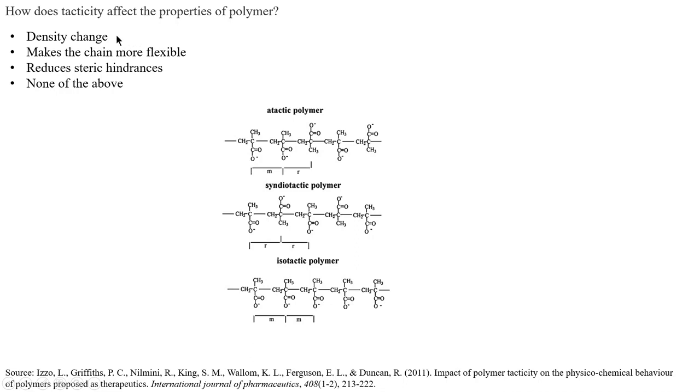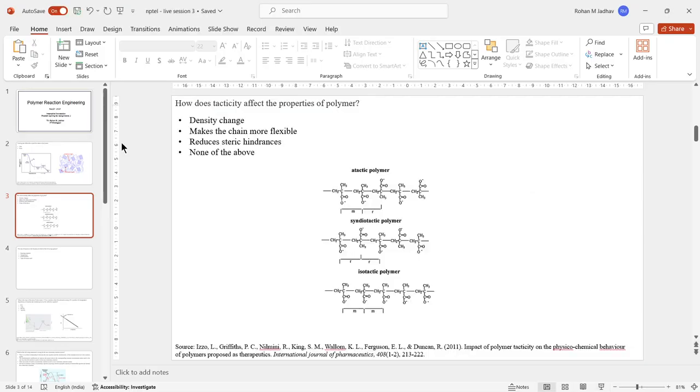Density changes will be quite significant. Then makes the chain more flexible. It depends what kind of tacticity you're going for. Reduces the steric hindrances. That is true, and we can clearly see it in syndiotactic polymer versus the atactic polymer, or none of the above. So here we can see density change is true, reducing the steric hindrance is true, and making the chain more flexible is also true.